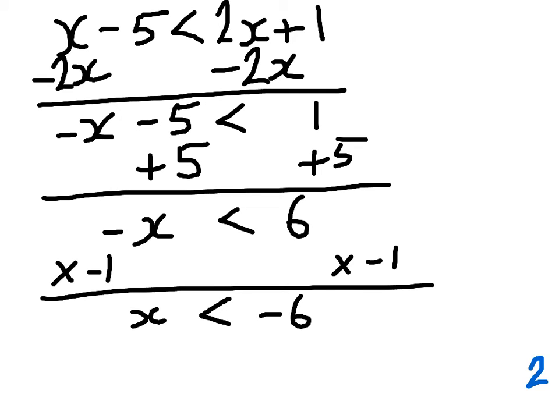Now it's at this point here that you need to be aware that if you're multiplying by a negative, the inequality sign has to change. So x is greater than negative 6, which on the previous page was the answer that was gotten to. So the thing to remember from this is that when multiplying by a negative, the inequality needs to change.